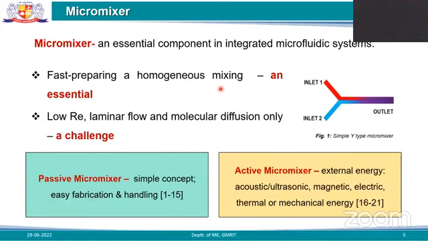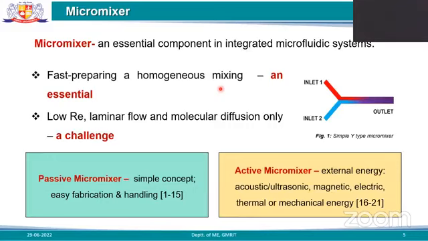There are different types of micromixer. According to the working principle, they can be classified into passive and active micromixers. What is the passive micromixer? The only source of power is the fluid pumping, with no other power source for enhancing the mixing. Only the fluid pumping is there, the fluid is passed, and whatever mixing we get will be the output for the passive micromixer.